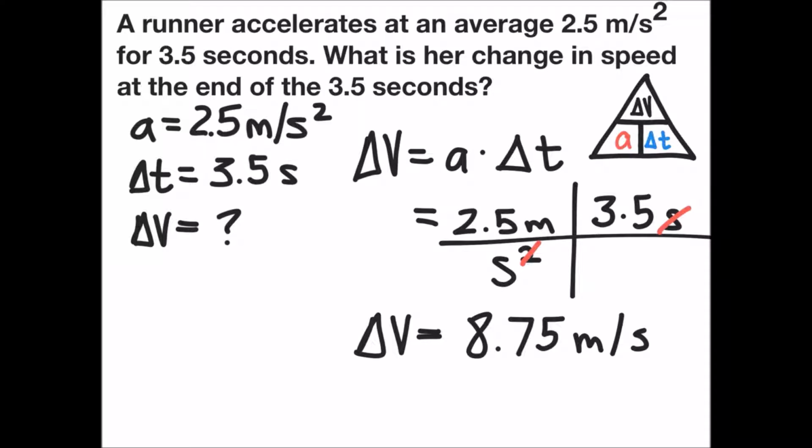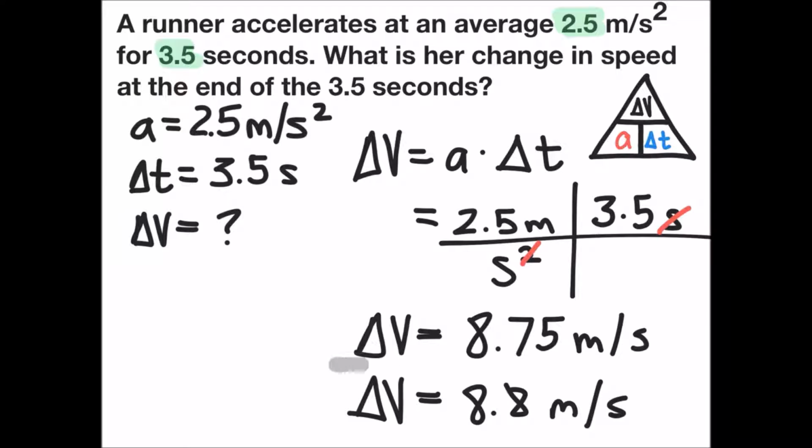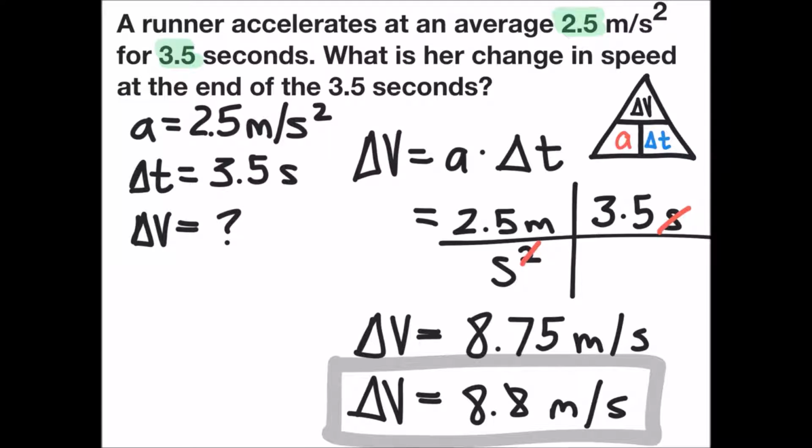The next thing to do is check to see you have the correct sig figs. We do that by checking our initial question. 2.5 meters per second squared has 2 significant figures, and 3.5 seconds also has 2 significant figures. That means our final answer must be written with 2 sig figs. I can rewrite that as delta V equals 8.8 meters per second. Make sure our units in meters per second make sense for delta V, and put a box around it.